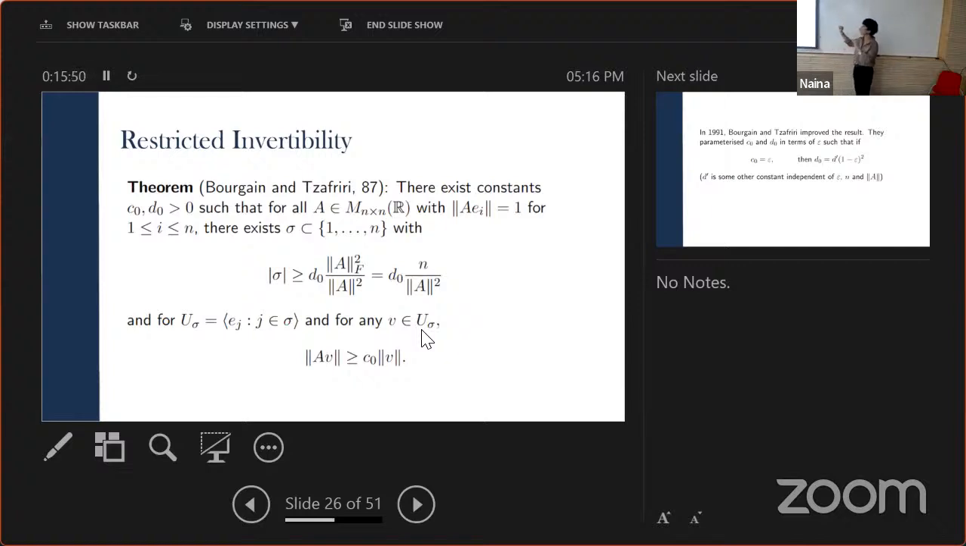So to repeat, what they said is we can find constants c0 and d0, and as long as our matrix satisfies the hypothesis that the columns have norm 1, the number of columns that we can find that are well invertible is bounded below by some constant times the stable rank. So this is what they proved in 87. And then they further improved the constants and they parameterized it.